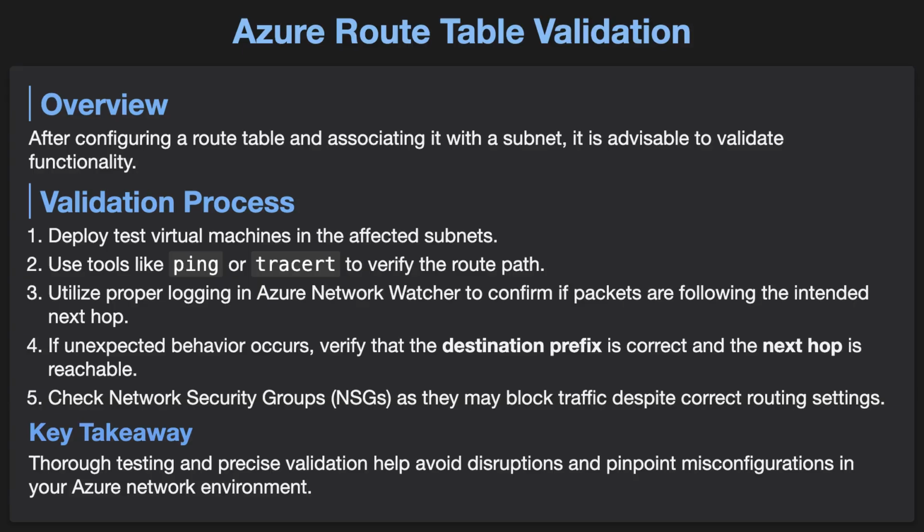After configuring a route table and associating it with a subnet, it is advisable to validate functionality. Administrators often deploy test virtual machines in affected subnets and use tools like Ping or Tracert to verify the route path. Proper logging in Azure Network Watcher can highlight whether packets are following the intended next hop. If unexpected behavior occurs, verifying that the destination prefix is correct and that the next hop is reachable helps pinpoint misconfigurations. Reviewing network security groups, NSGs, is also recommended, as they might block traffic despite correct routing settings. Thorough testing helps avoid disruptions.